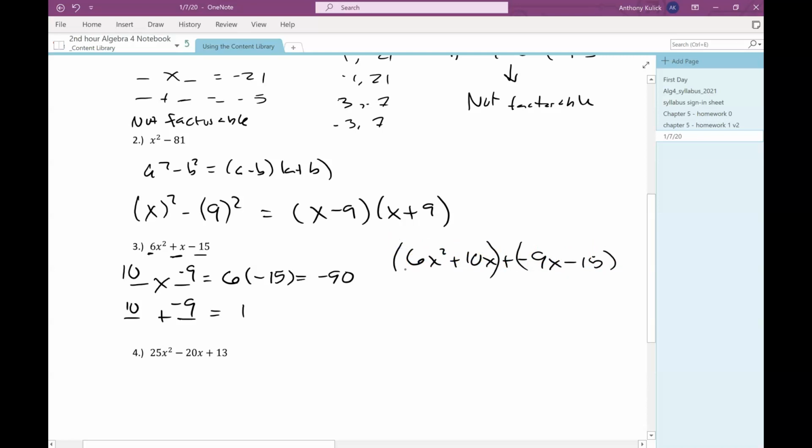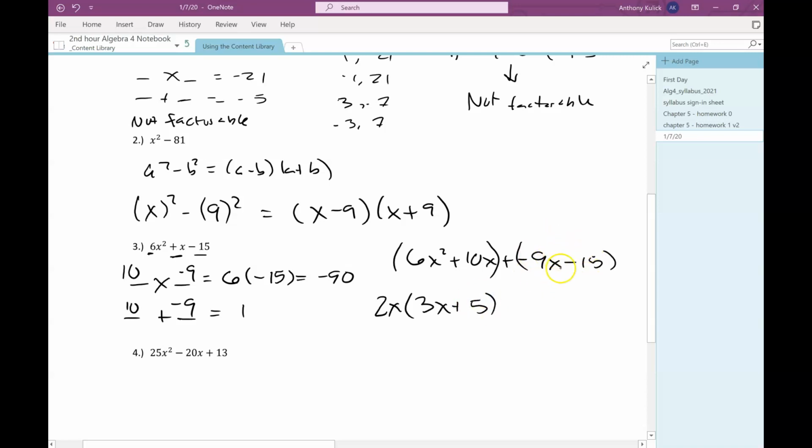So instead of the 1x in the middle, I'm going to write it as 10x minus 9x. Or you could have written it as -9x plus 10x. That would be fine. And then we'll take a greatest common factor from the first term. That's a 2x. After I take the 2x out of 6x squared, that's a 3x. And if I take 2x out of 10x, that's 5.